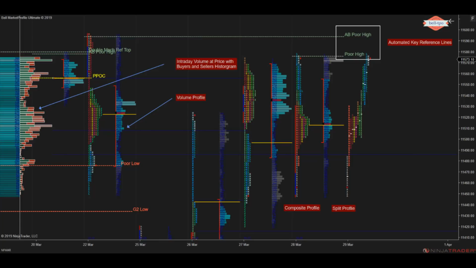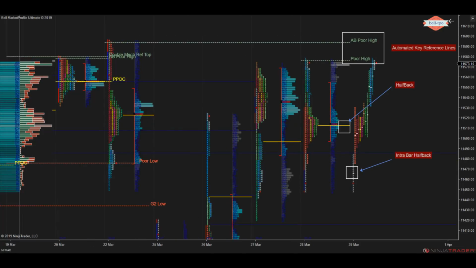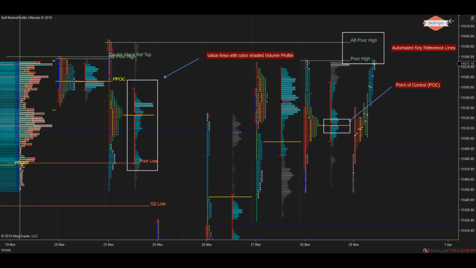Other than automated reference lines, there are a lot of interesting features you might find in the Bell Market Profile Ultimate pack, such as the split profile for the day along with the normal composite profile, volume profile with relative volume numbers, and the intraday volume at price with buyers and sellers split in histogram format. Traders can also use features like halfback and intrabar halfback to understand where intraday players enter and thereby be aware of the changing market context and keep themselves updated with the new market generated information. Value area zones are bracketed and come with color-coded volume profile zones. Along with that, the point of control zone visualization is also embedded into the volume profile.